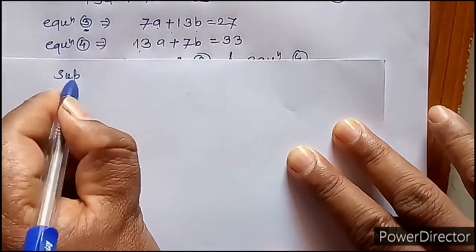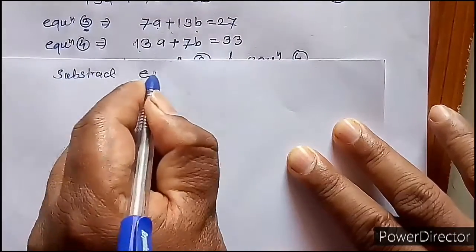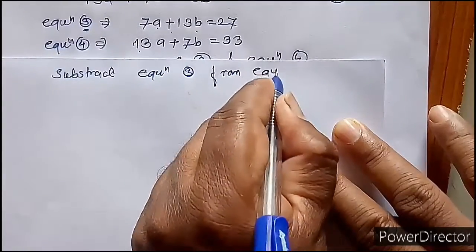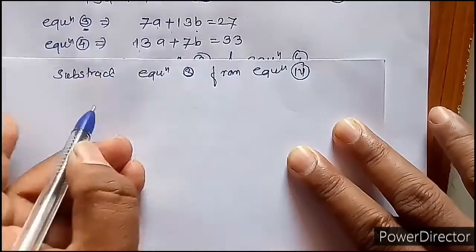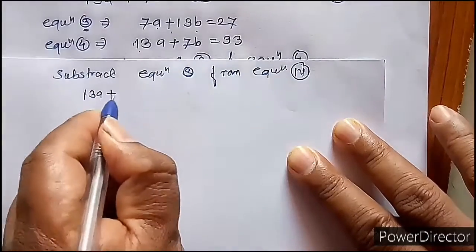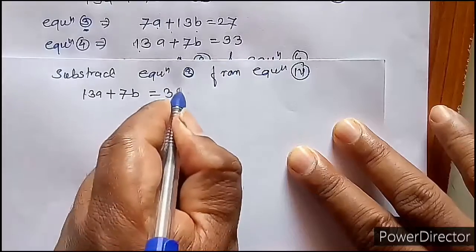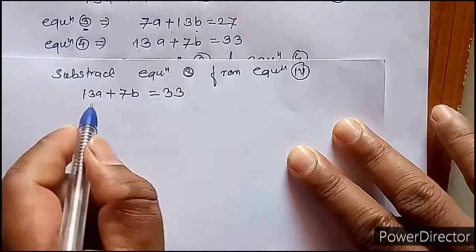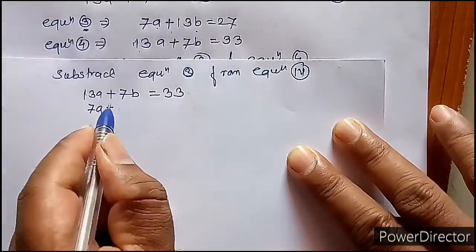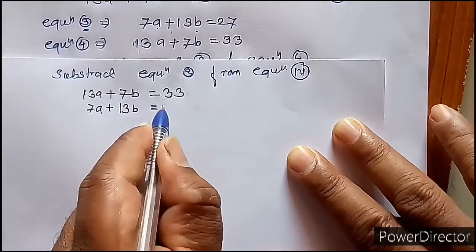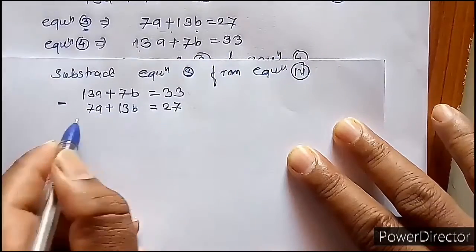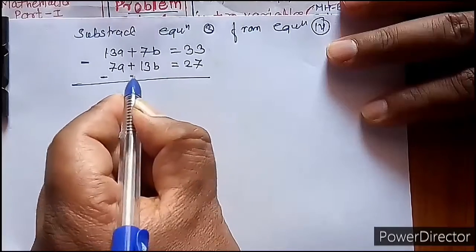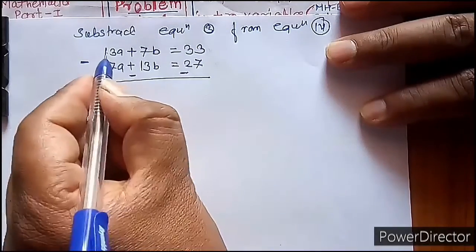That is, subtract equation 3 from equation 4. That is 13a plus 7b equals 33, which is equation number 4. We have to subtract equation number 3, that is 7a plus 13b equals 27. Right here is minus. Now this minus sign changes the sign of the second equation. It will become minus, and this will also become minus.